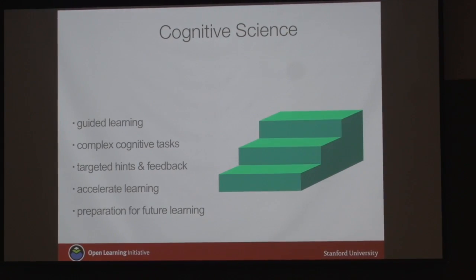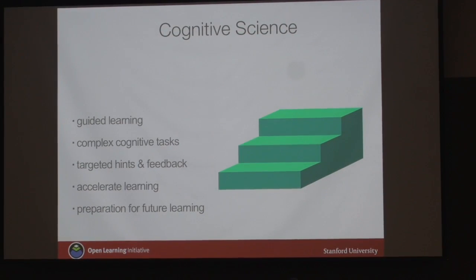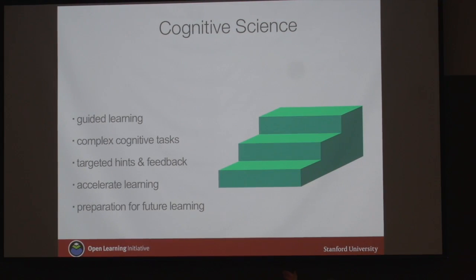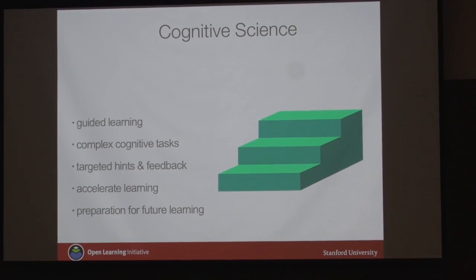So the science that this was based on originally when I was back at Carnegie Mellon was mostly cognitive science. So we take these complex cognitive tasks, we deconstruct them, create guided learning experiences with targeted hints and feedback, and we showed that we could actually accelerate learning. So I can show you papers where we demonstrated in multiple contexts that we could significantly accelerate learning.